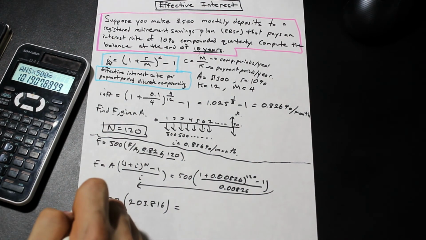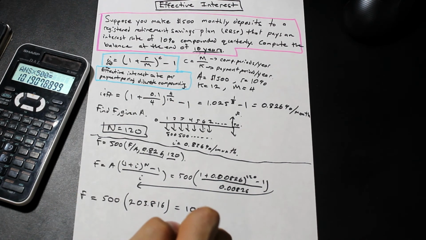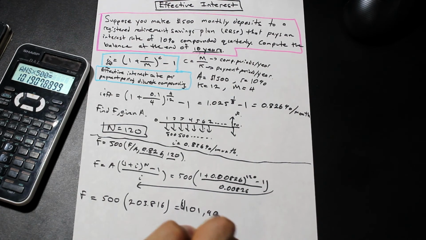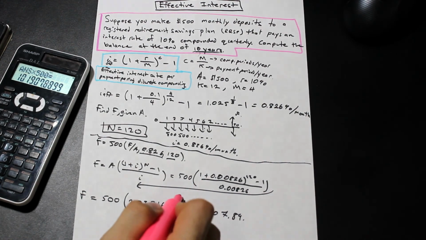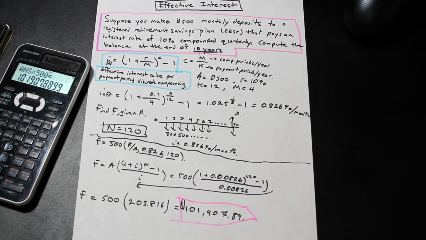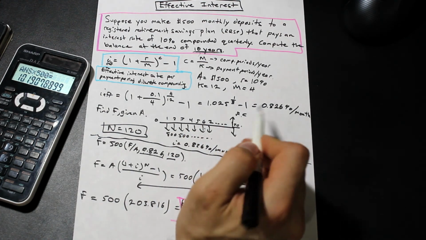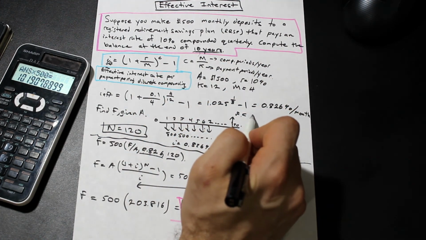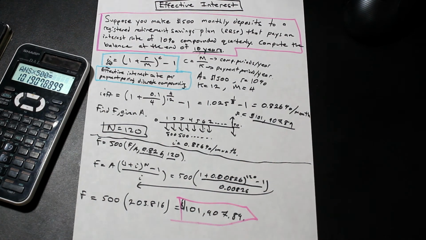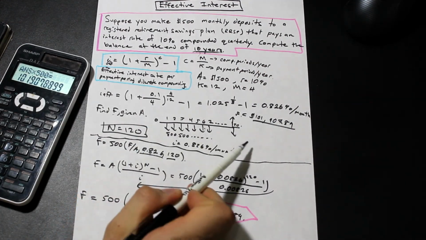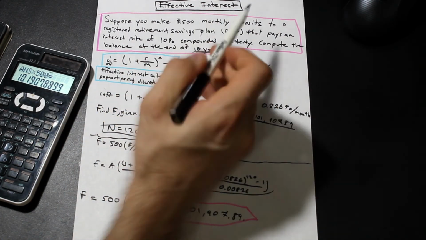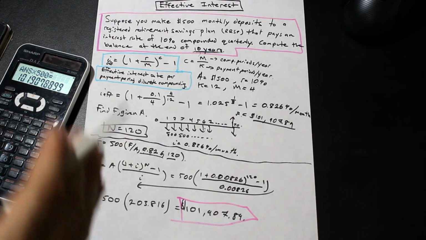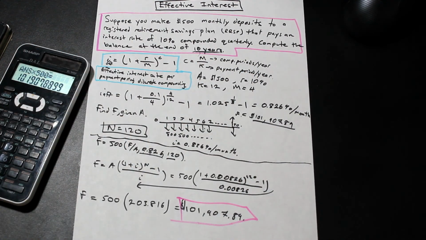And that means that our F value is $101,907.89. So what is this value? Well, this is the value in 10 years, so after 120 months, and I'll write it up there for you too. At the end of these 120 payments of $500 every month, where we were getting 10% interest compounded quarterly and our deposits were monthly, at the end of 10 years we're going to have $101,907.89 in our account.